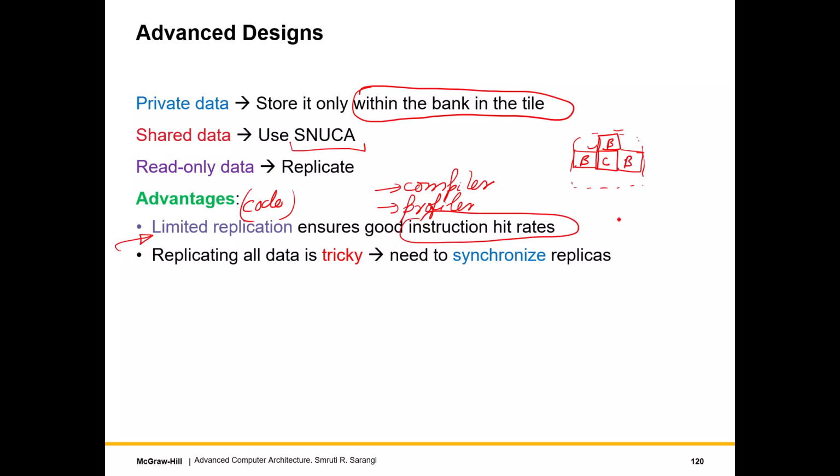So what we can do is replicate the code in different cache banks, and given the fact that it's read-only, there are no synchronization issues. This can be done, but replicating all the data, which is potentially read-write data, is tricky, because you then have to synchronize the replicas, and that's hard. This is something we'll look at in the next chapter, chapter 9, with regards to maintaining synchronization. But if it's just read-only data, it can be replicated such that the data is always closer to you. So these are again part of advanced designs. We have not looked at them, but this is broadly the design philosophy that they follow.